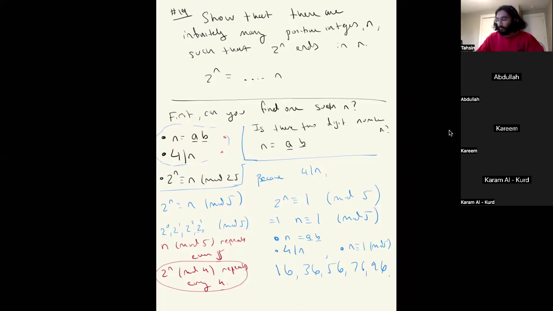Basically, by the Chinese remainder theorem, this is the same as n congruent to 16 mod 20.